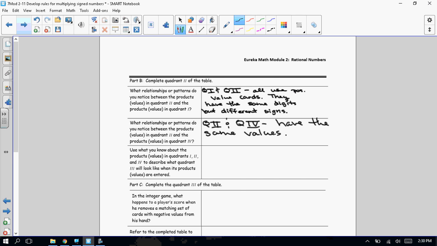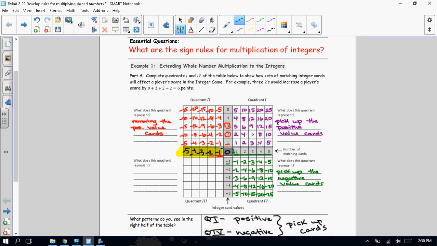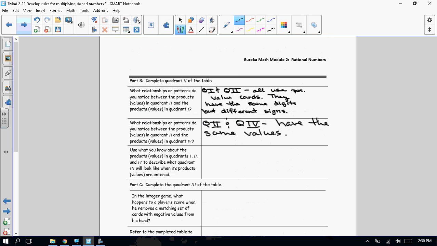So based on what you're seeing here on page 68, I want you to make a prediction of what you think will happen in quadrant 3. Will they be positive? Will they be negative? Will it be a mix? What do you think? The only person who's going to know is you. I predict quadrant 3 will have what? Write them in there.